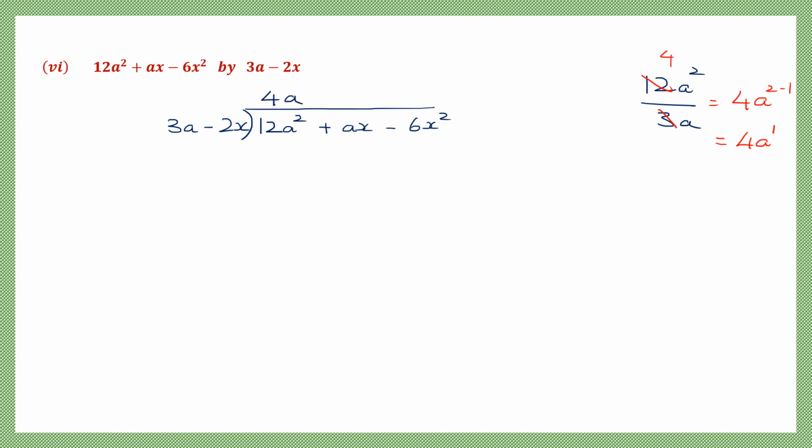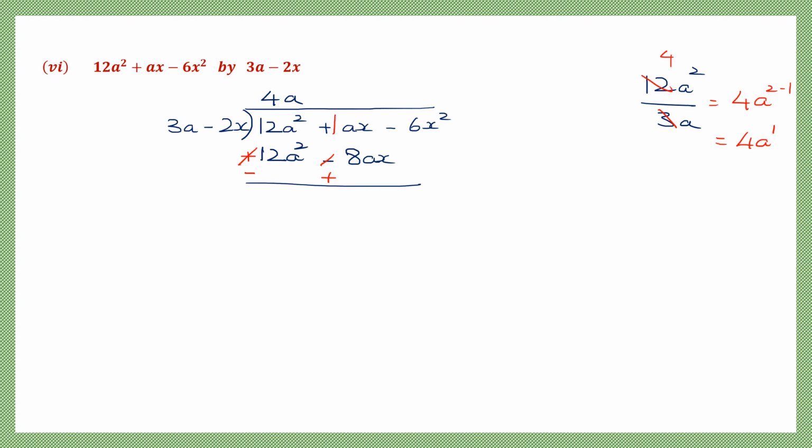Now I need to multiply 4a into 3a. 4 threes are 12 and a into a is a². Now multiply 4a into −2x. Plus into minus is minus. 4 twos are 8. a into x is ax. So we've done this. Now we have to subtract. Plus becomes minus, minus becomes plus.